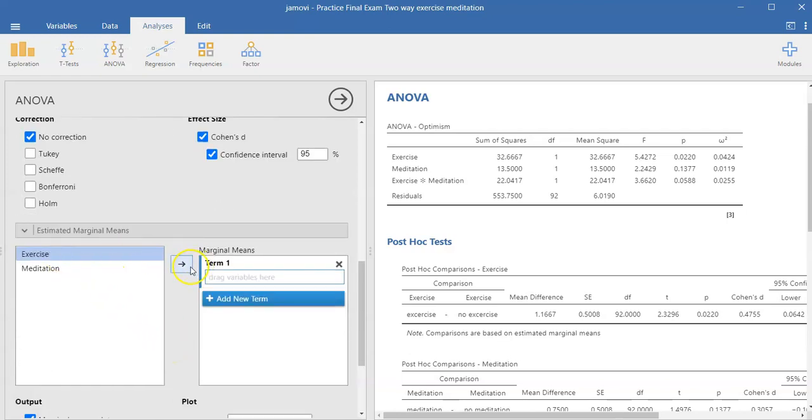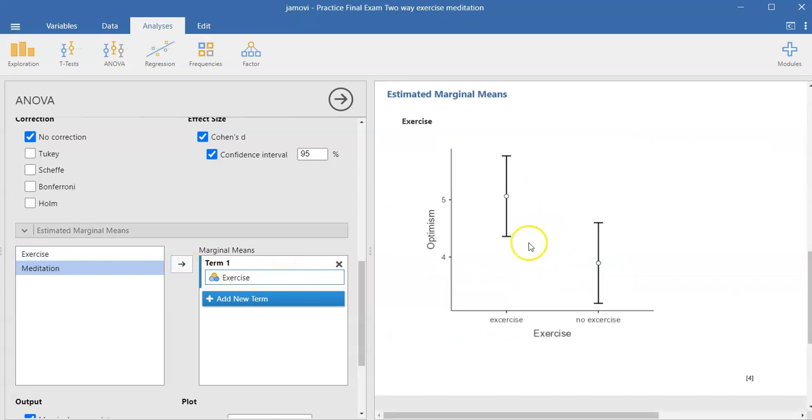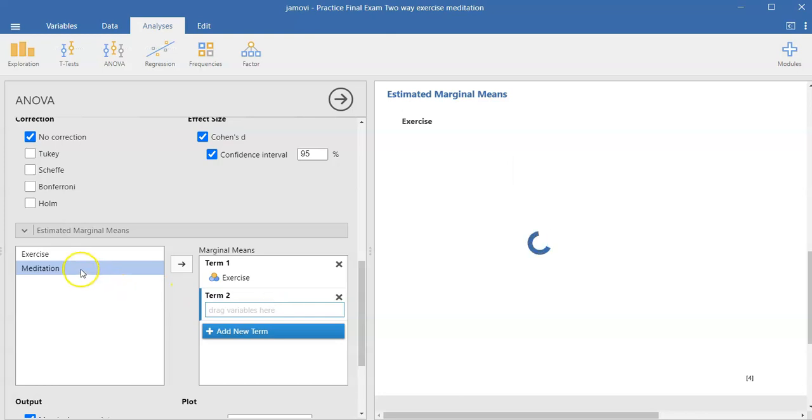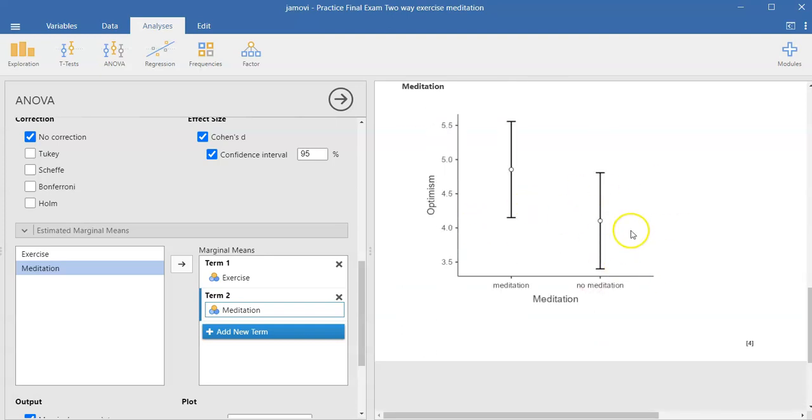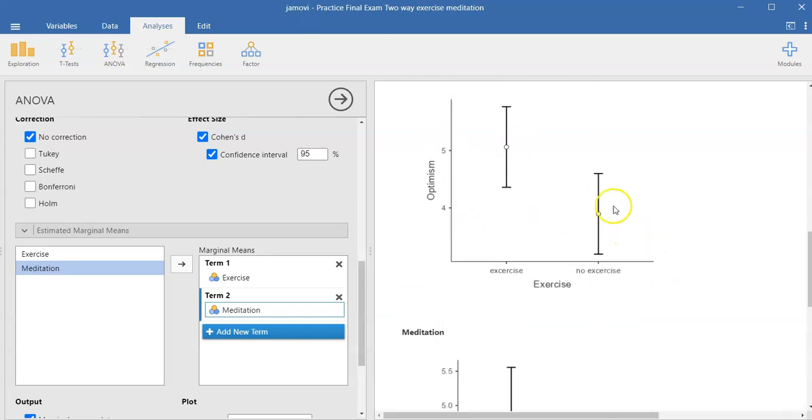You can pop to get the main effect of exercise graph. It's giving us that. We also want the main effect of meditation graph. So popping that over is going to give us this. And if you get comfortable looking at these, you can kind of estimate the size of the p-value you're going to get. The more the overlap between these confidence intervals, the larger the p-value.